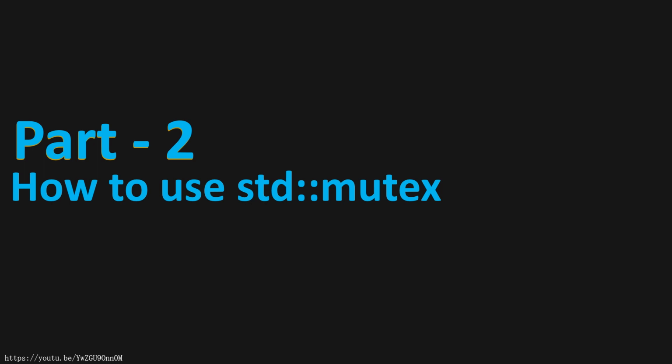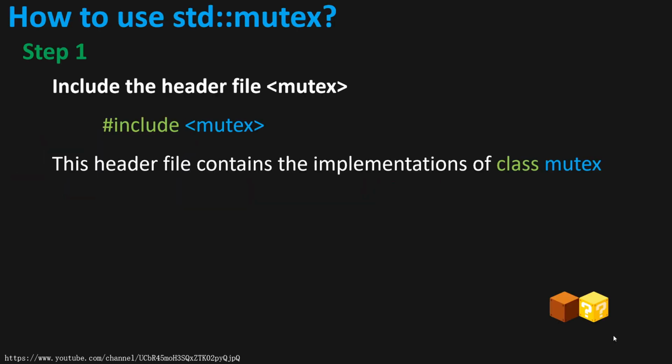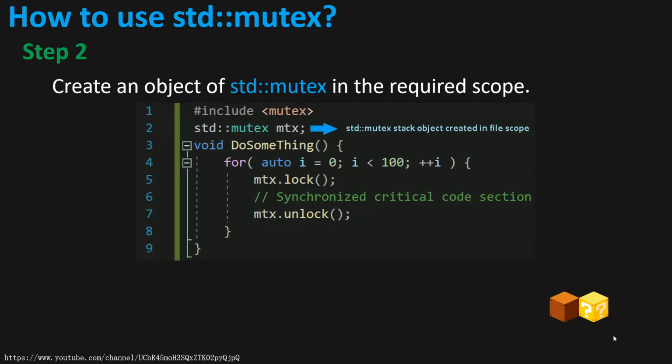Now let's check how one can use std mutex in the C++ program. The first step is to include the header file mutex. This header file contains the implementation of mutex class. Step 2 is to create an object of std mutex. It is upon the program's logic to decide in what scope the object has to be created. Here, in the example, the mutex object is created in global scope.